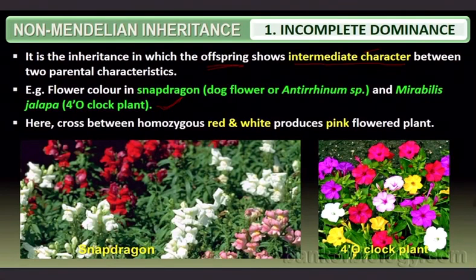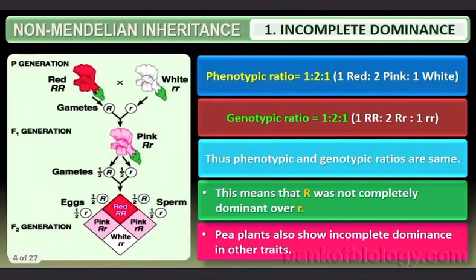One of the best examples for this, as you are seeing in the photo, is snapdragon. This is called dog flower, or Antirrhinum species. And the second one is the 4 o'clock plant, called Mirabilis jalapa. These two are classical examples for incomplete dominance. Here the cross is between homozygous red flowers and white flowers. You can see the red flowers and white flowers. When the cross takes place between white flowers and red flowers, you get pink flowers. So this is incomplete dominance, an intermediate character.